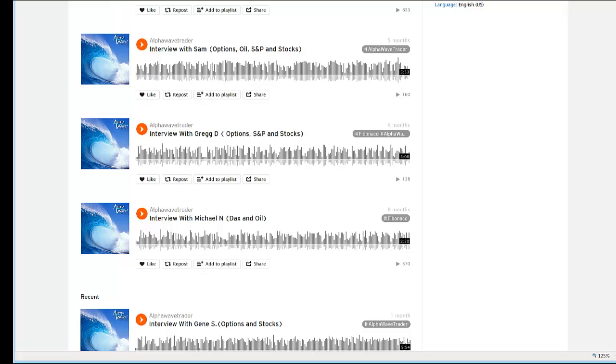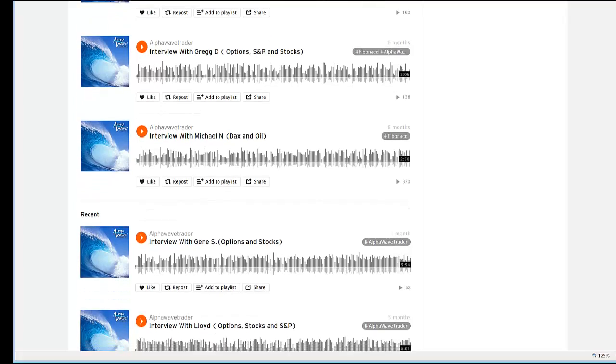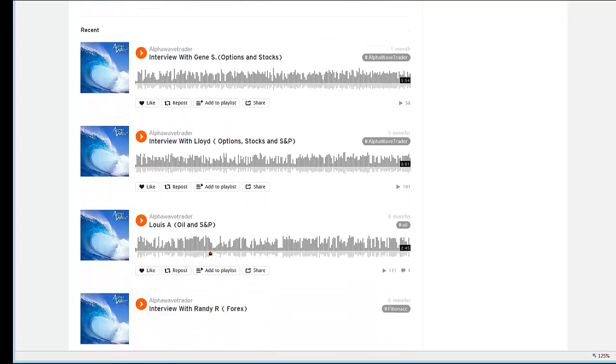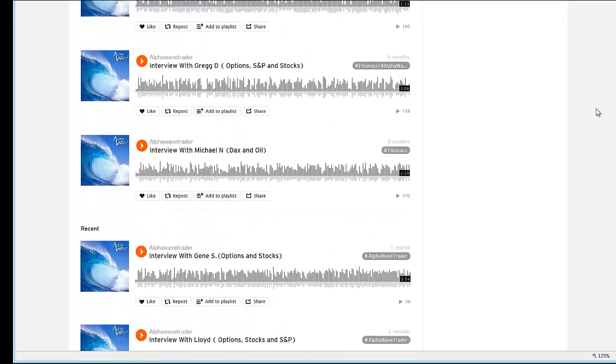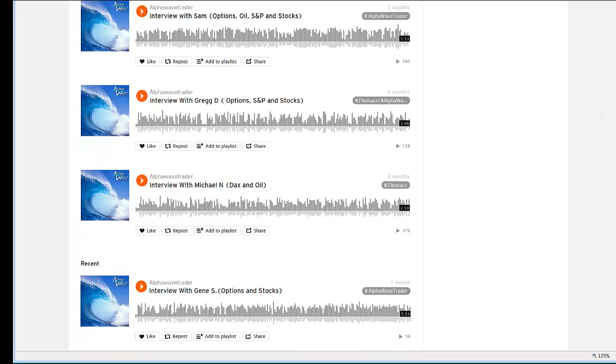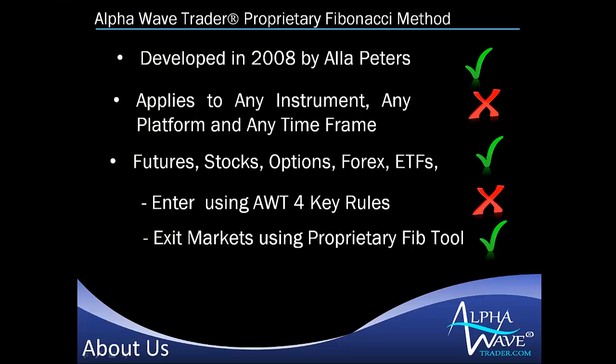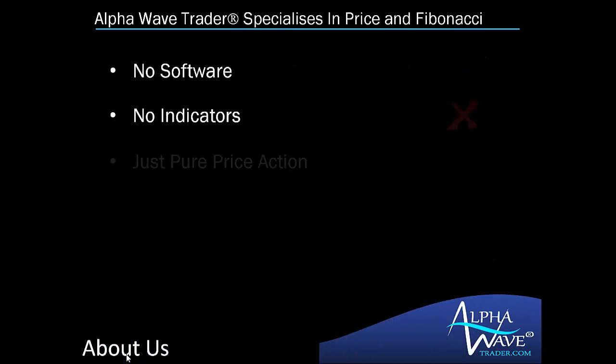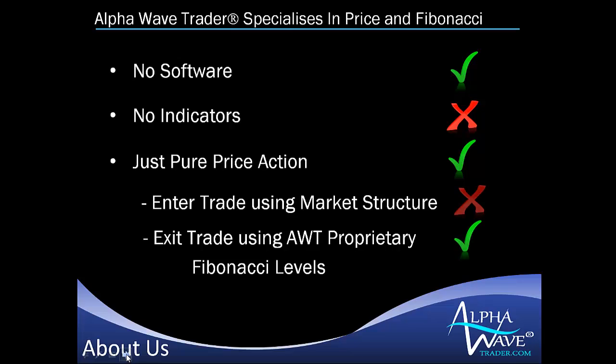Or is it DAX and oil? Formula remains the same. Your choice, what you would like to trade, as price is the same everywhere. So if you found the method that works, it should work on any instrument and any time frame. No software, no indicators of any kind involved in alpha wave trader method. Simple price for entry and Fibonacci for exits. Enter trade using market structure, exit trade using Fibonacci levels.